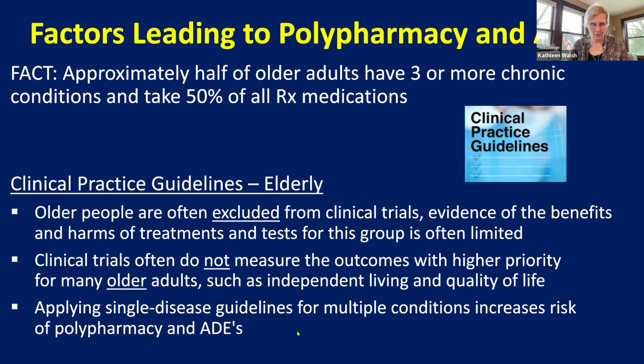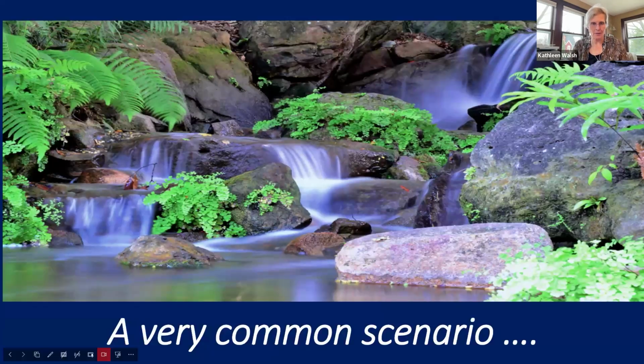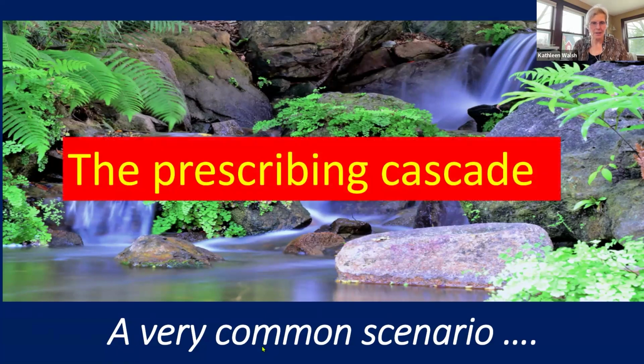So let's take a look at what happens. And some of you may have fallen into this. This is a very, very common scenario that I see. So we're going to just do one at a time, Tony. I think you saw this one on our previous talk. This is what we call the prescribing cascade. And when I teach residents, I say, if you start this medication, think about the side effects and what could happen. So let's go through this one.